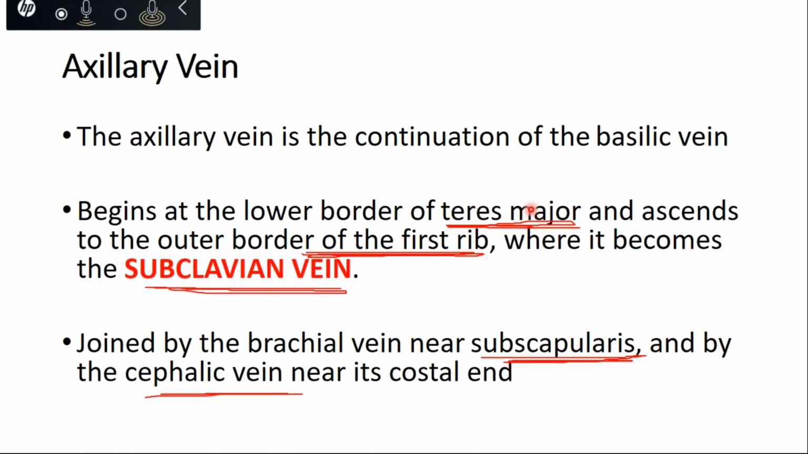Okay, teres major. Teres means round in Latin. There are two muscles which are round, one is big and another one is small. So this muscle is called teres major because it is round and it's quite big compared to the other muscle. Similarly, the other muscles, just let me show you. I'll give you a clue on that.